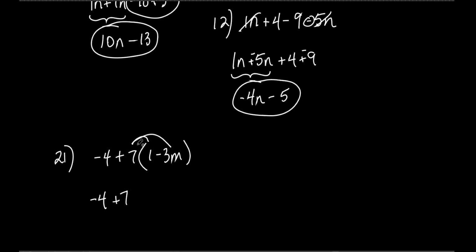Everybody good? Now you're going to have positive 7 times negative 3 and then an m. So we just multiply the coefficients, multiply the numbers, and just stick the m right next to it. So what do you get? Negative 21. Very good. It's negative 21 what? M, because you got the m there. Everybody with me? So that's all we've done. We haven't even combined like terms yet. All we've done is multiply that 7 by that parentheses.